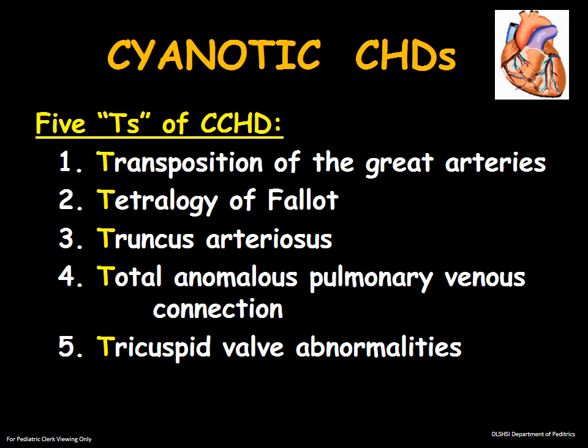For the common cyanotic CHD, remember the 5 T's: transposition of the great arteries, tetralogy of Fallot, truncus arteriosus, total anomalous pulmonary venous connection, and tricuspid valve abnormalities.